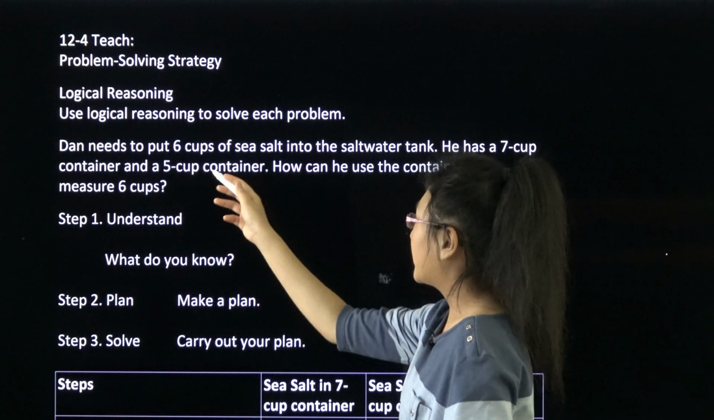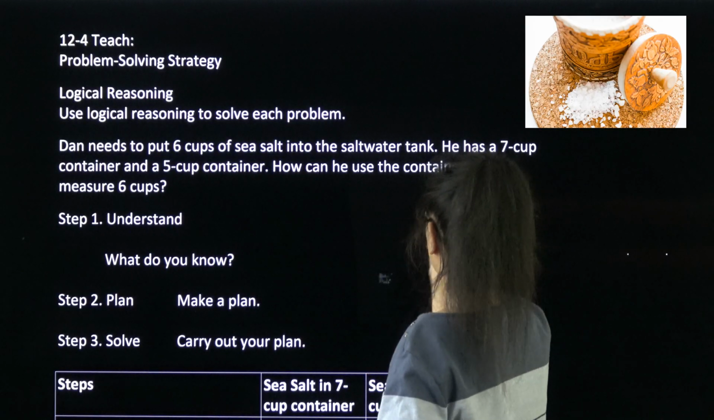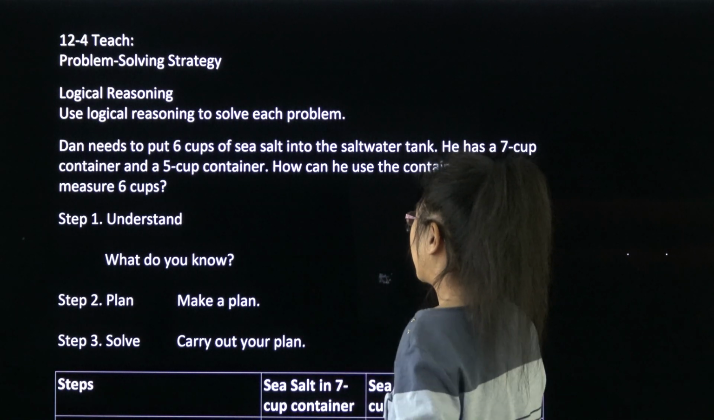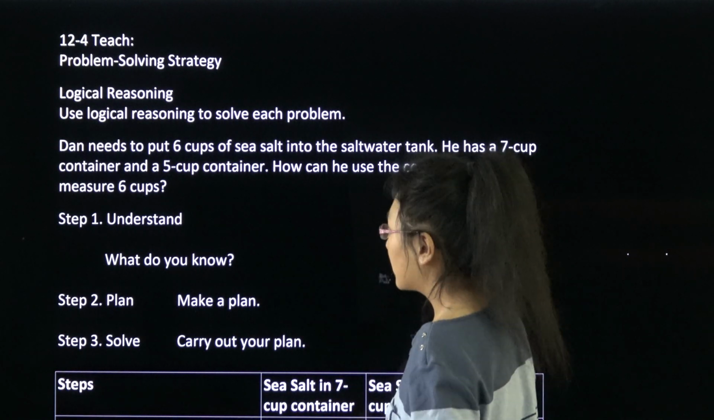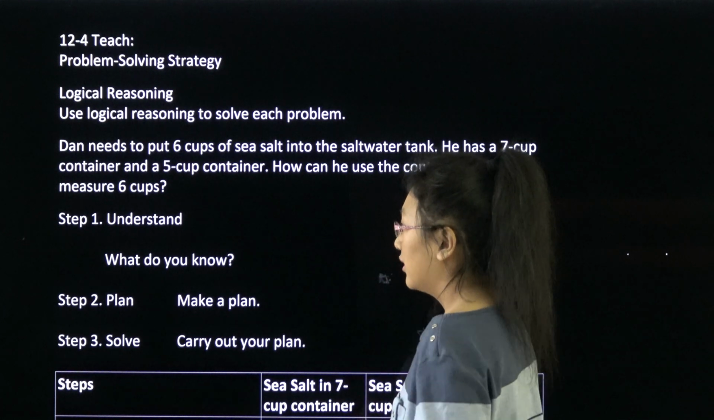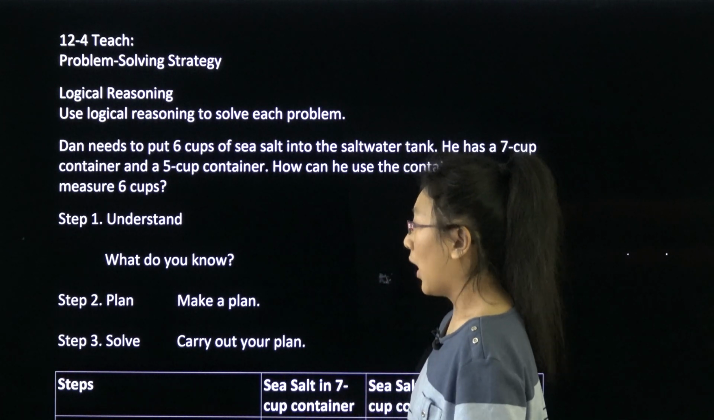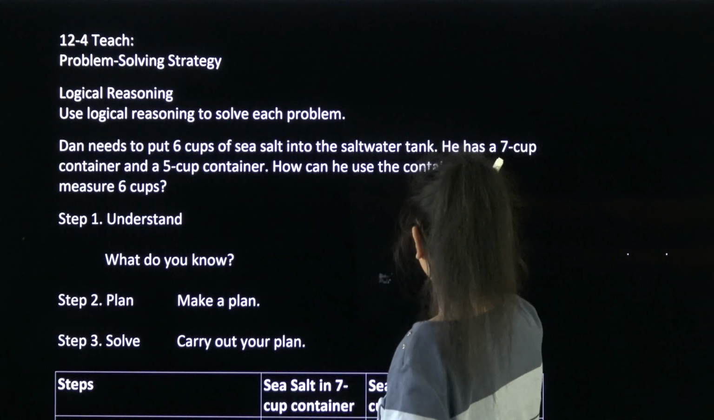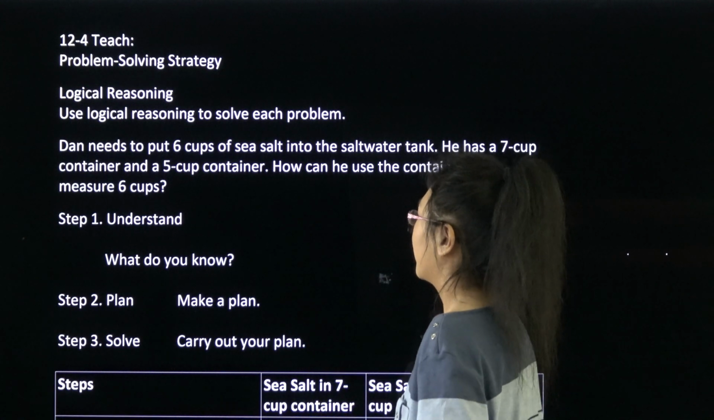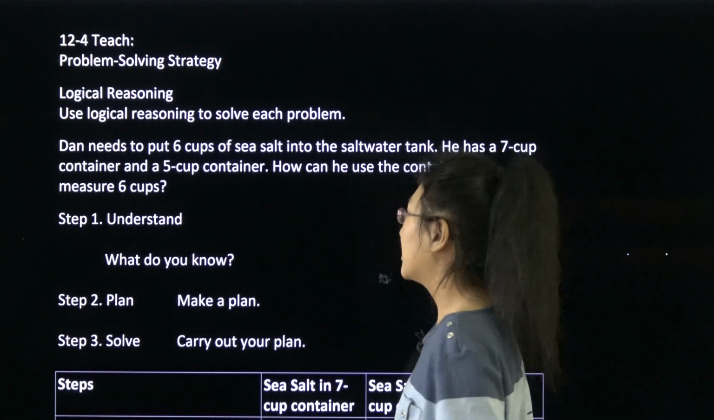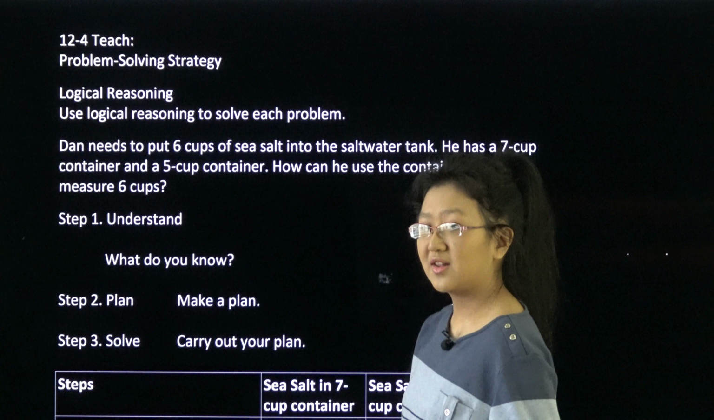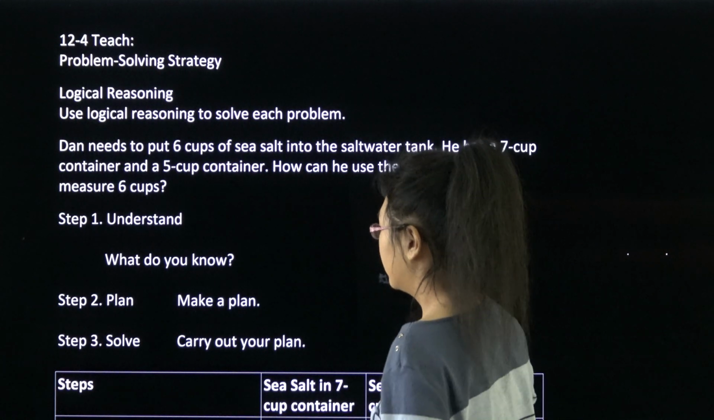Now, Dan needs to put 6 cups of sea salt into the seawater tank. He has a 7-cup container and a 5-cup container. How can he use the containers to measure 6 cups? So step 1, understand the question. What do we know? And what is the question asking us to do? Well, we know that he has a 7-cup and a 5-cup container, and we know that he needs 6 cups of sea salt. And the question is asking us, how is this possible?